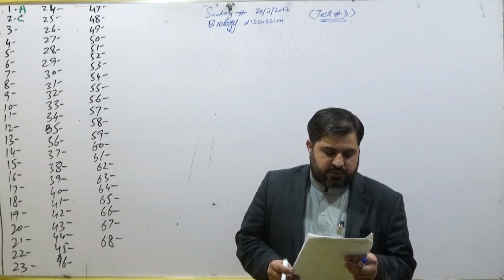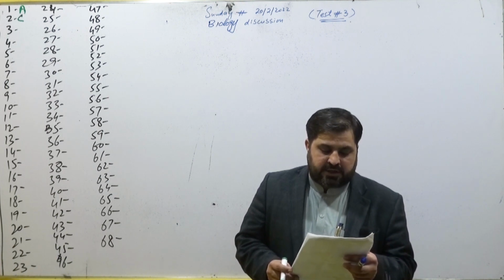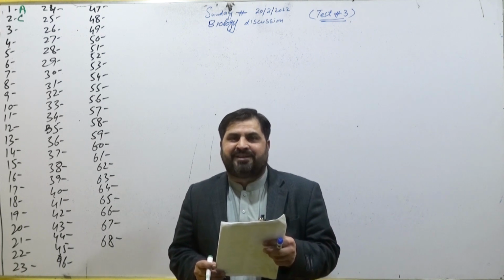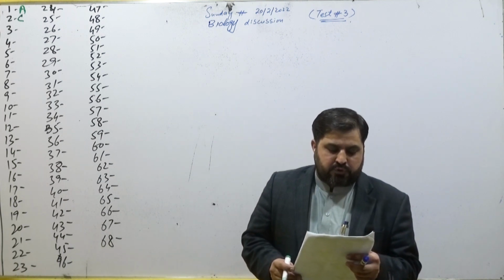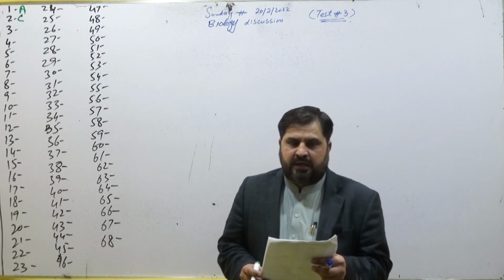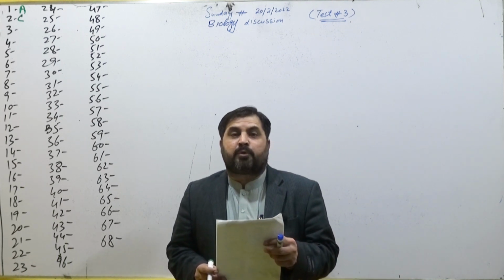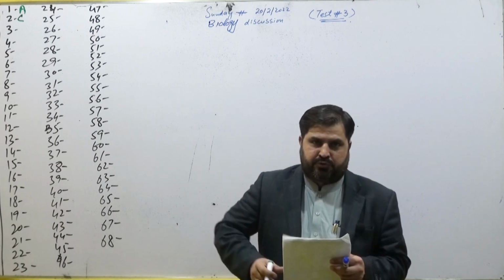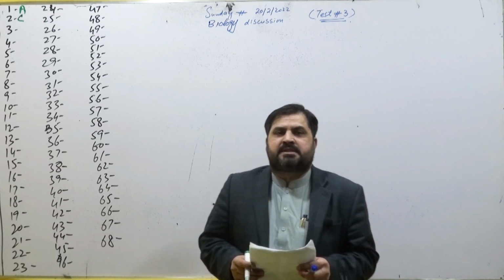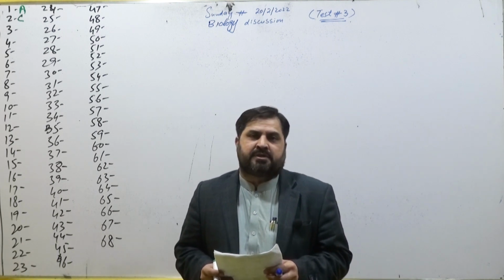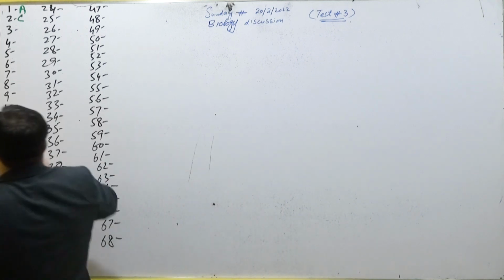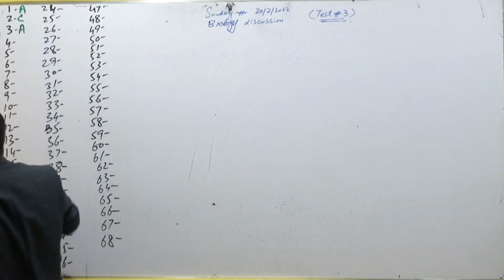Coming toward the third MCQ: which of the following proteobacteria is involved in symbiotic association with a leguminous plant? Proteobacteria, we have classified them into alpha, beta, gamma, delta, epsilon. Alpha proteobacteria, for example Rhizobium, form symbiotic associations with the roots of leguminous plants. So that's why the correct option of this MCQ is option A.